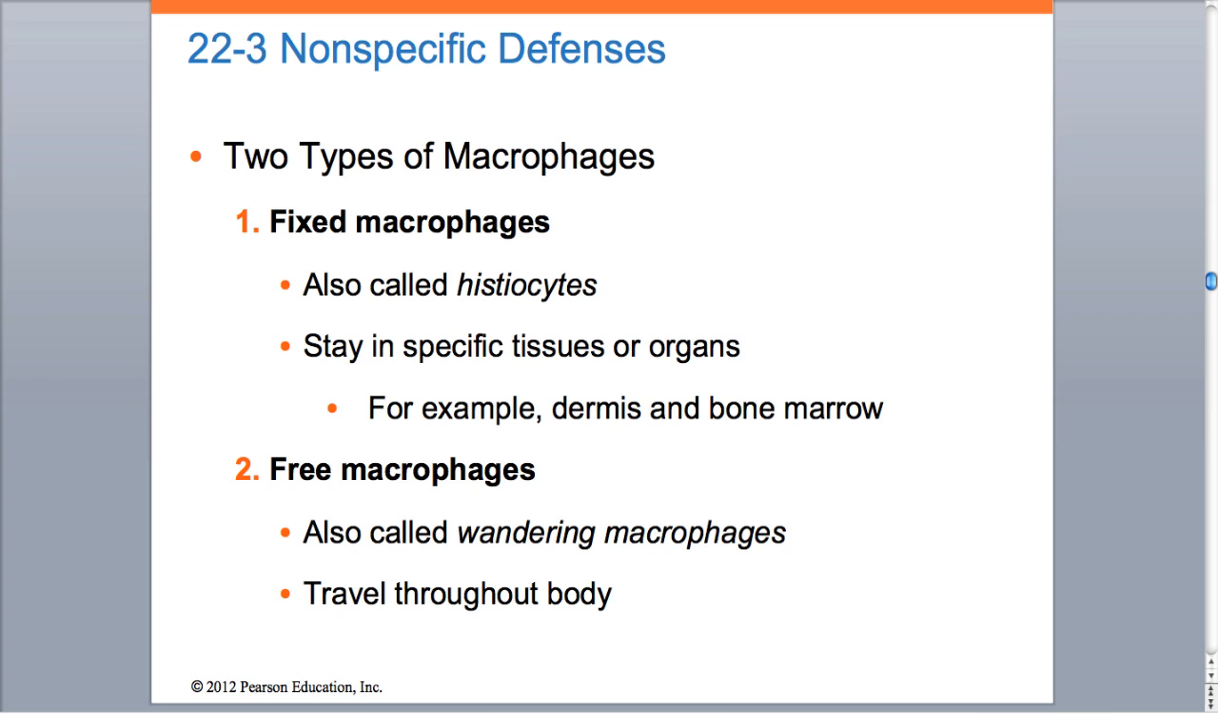I've already talked about this. I already mentioned the free macrophages, and I've also mentioned the fixed macrophages. And I gave you examples of fixed macrophages already, like the Kupffer cells of the liver, the Peyer's patches of the intestinal area, and the dust cells or alveolar macrophages of the lungs. Next slide.